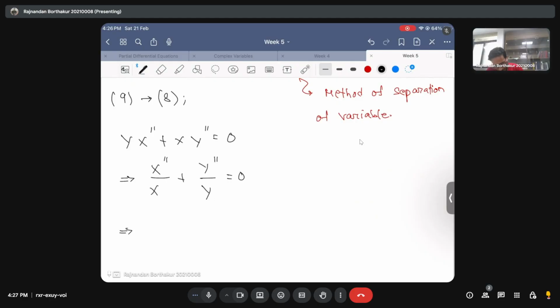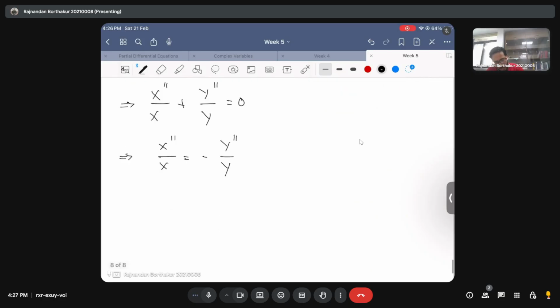And then I will write this as x double prime by x to be equal to minus of y double prime by y. And now here comes the important step, because we know that this is just a function of x, and this is just a function of y. So the only possible way that a function of x can be equal to a function of y is that it has to be equal to some constant.